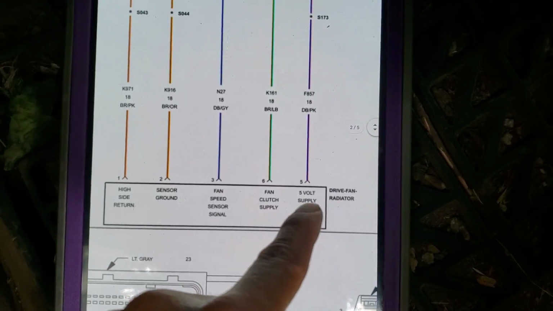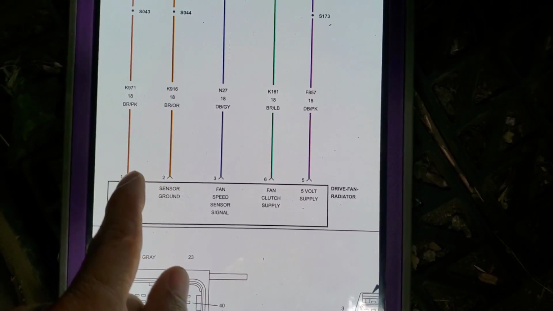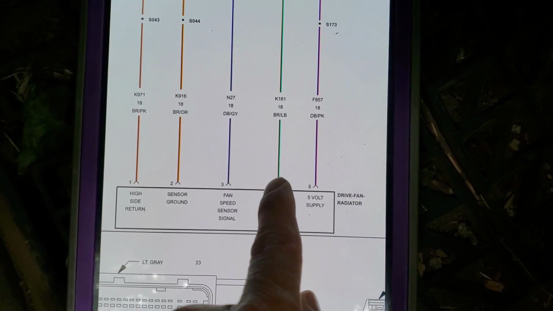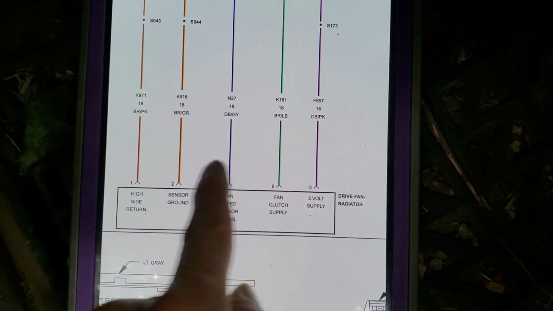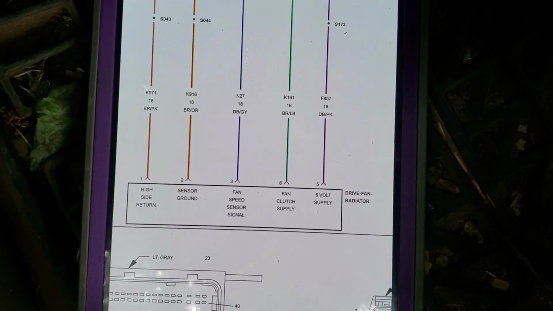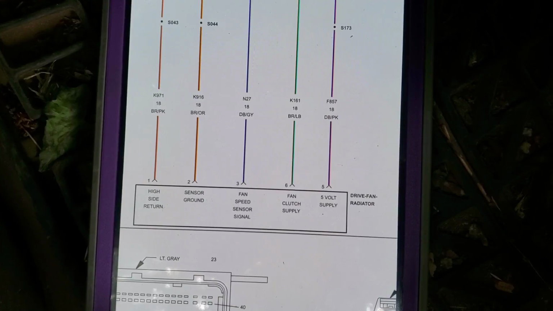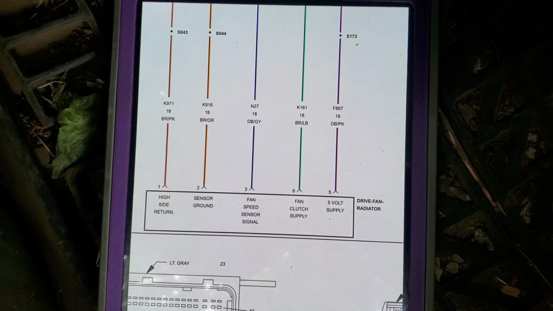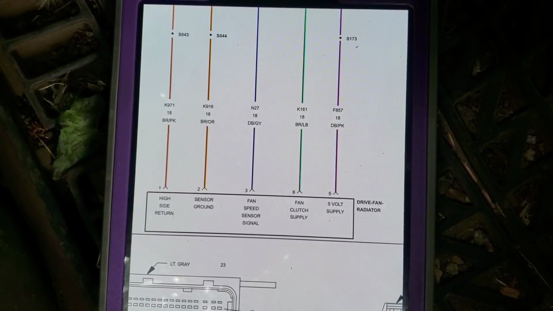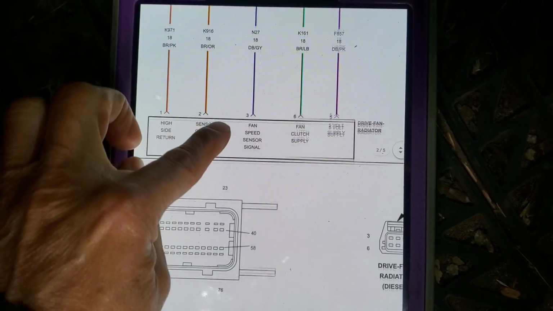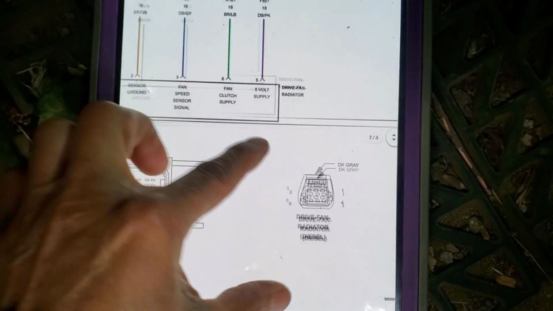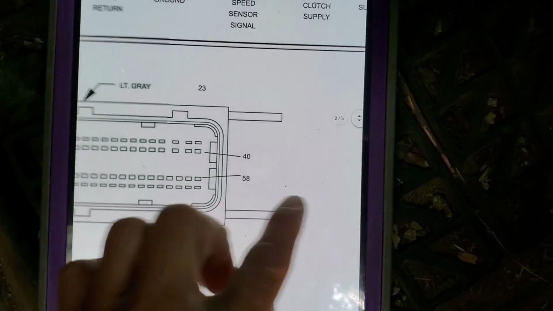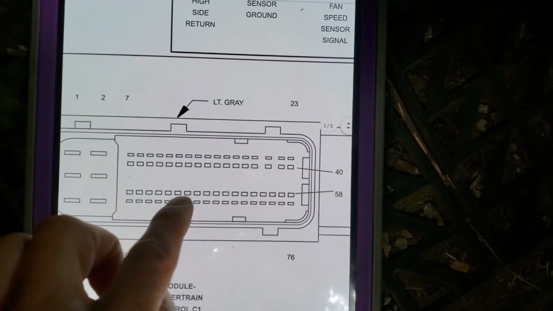the driver fan radiator. Okay, so that seems to be like a 5-pin connector: 1, 2, 3, 4, 5 pins. So 2 of them are gonna be for the solenoid style control, and the other 3 are gonna be for like a Hall effect sensor. Okay, so here are the connectors at the fan, and here are the connectors at the computer.